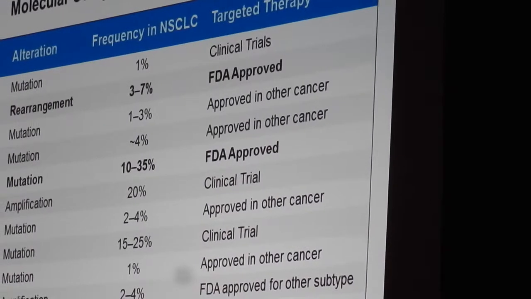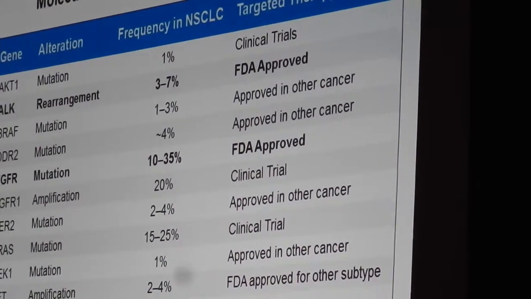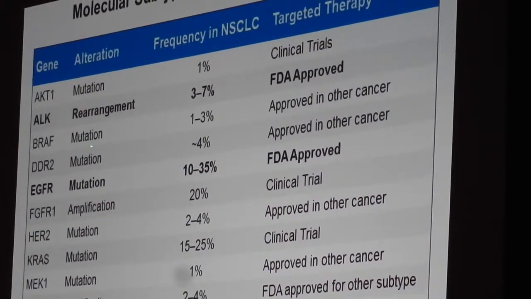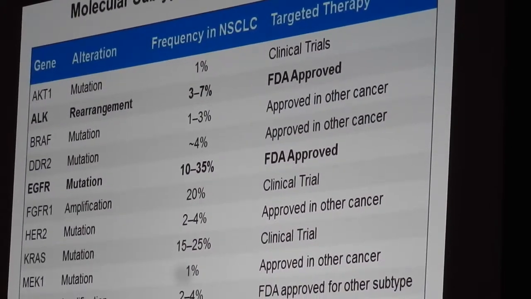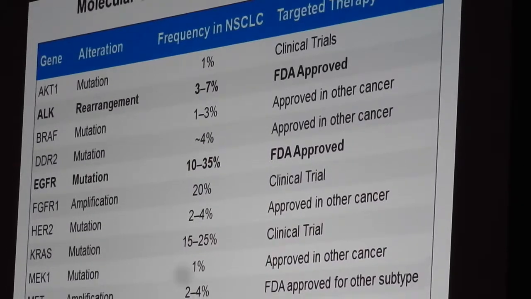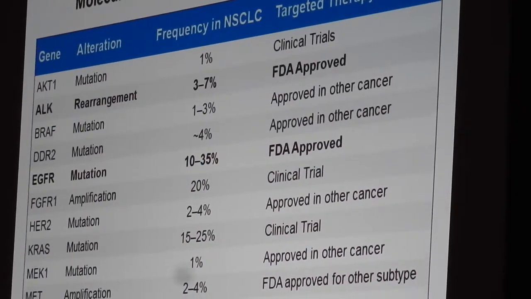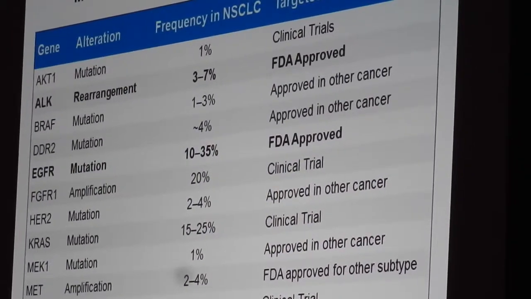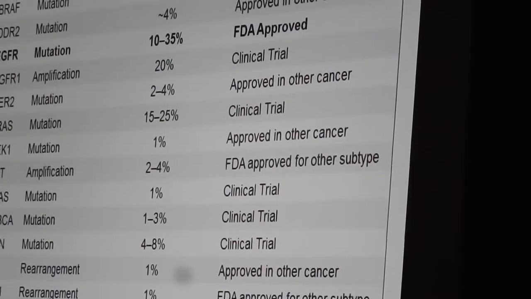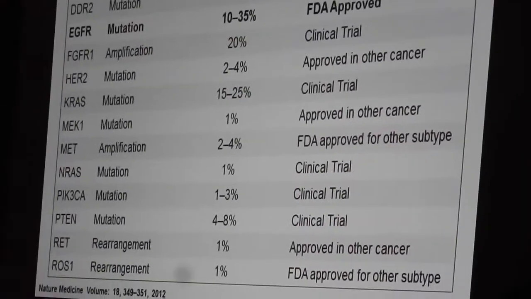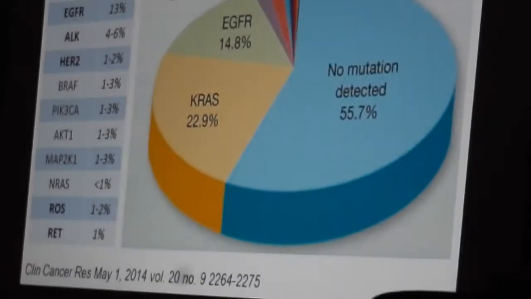Some of the mutations found in lung cancer are found in other types of tumors which have FDA approved drugs, such as BRAF and DDR2. And then other mutations, which are still rare but present, when you consider the number of cases of lung cancer, 1% is still thousands of cases per year. There are drugs in clinical trial. So genotyping the patient's lung cancer does have clinical utility for the patient.